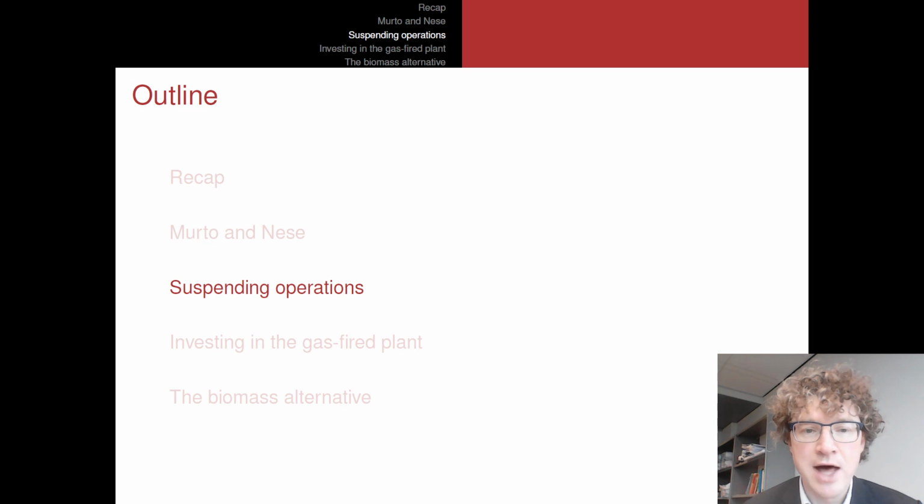What happens with the value of a power plant if you can temporarily switch it off when the costs of running it exceed the benefits of selling the electricity that you produce?